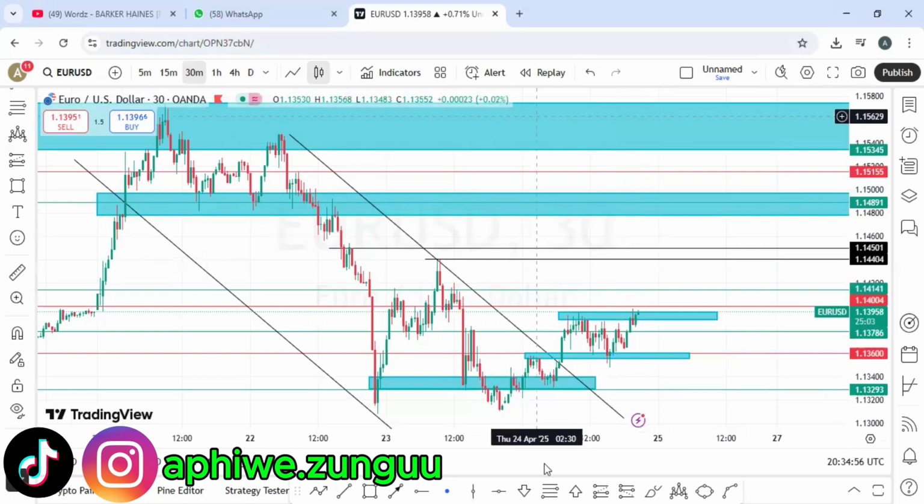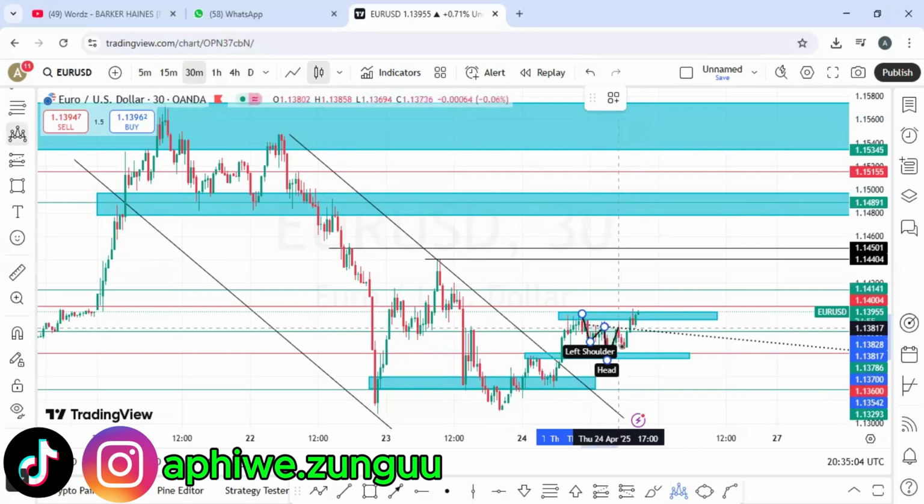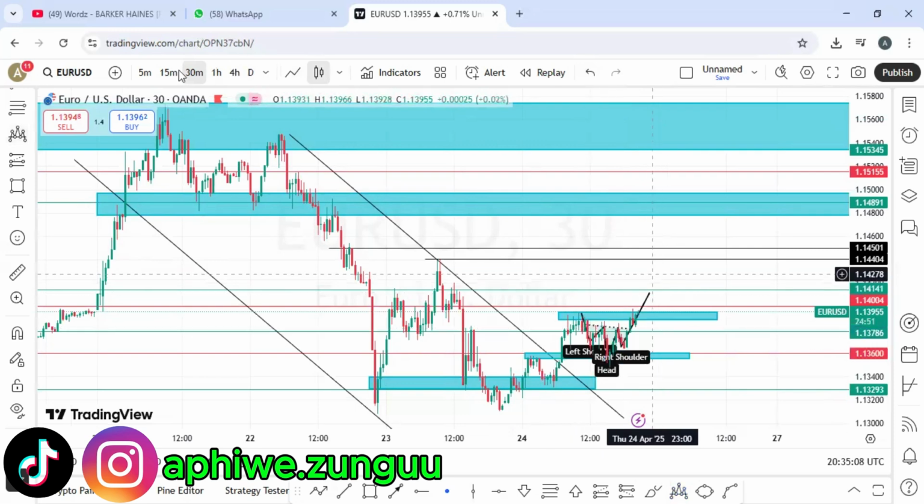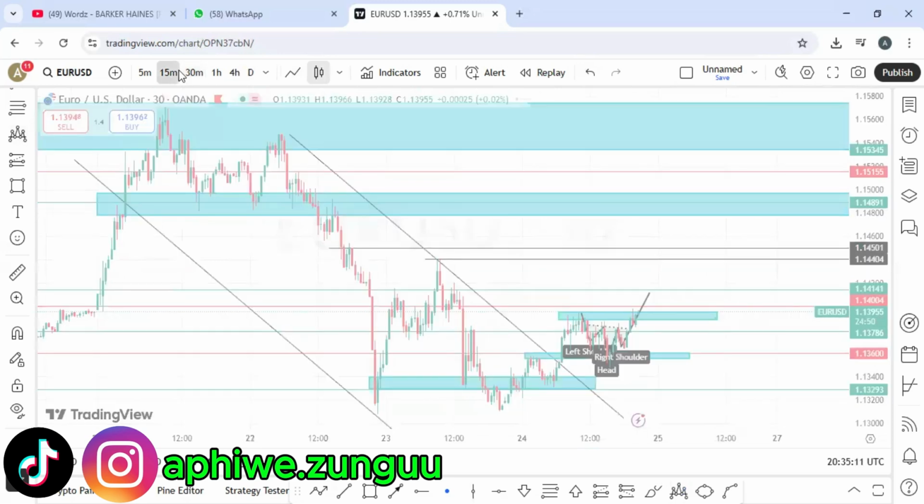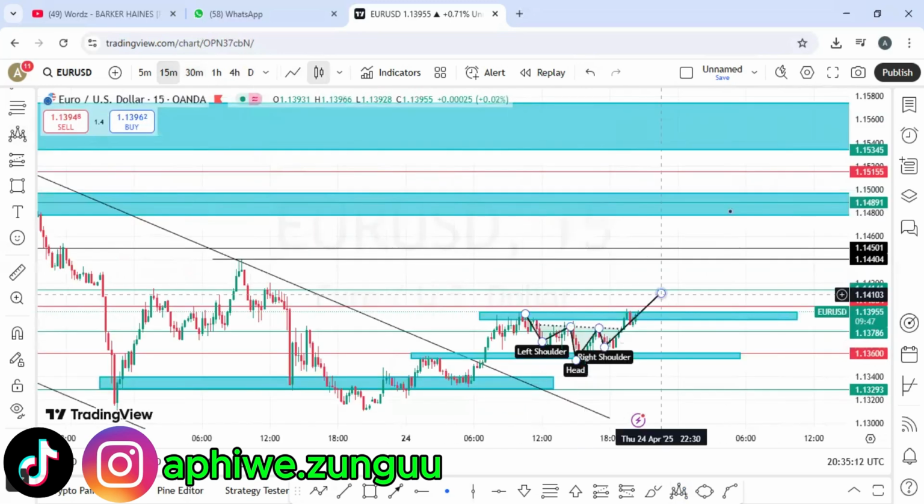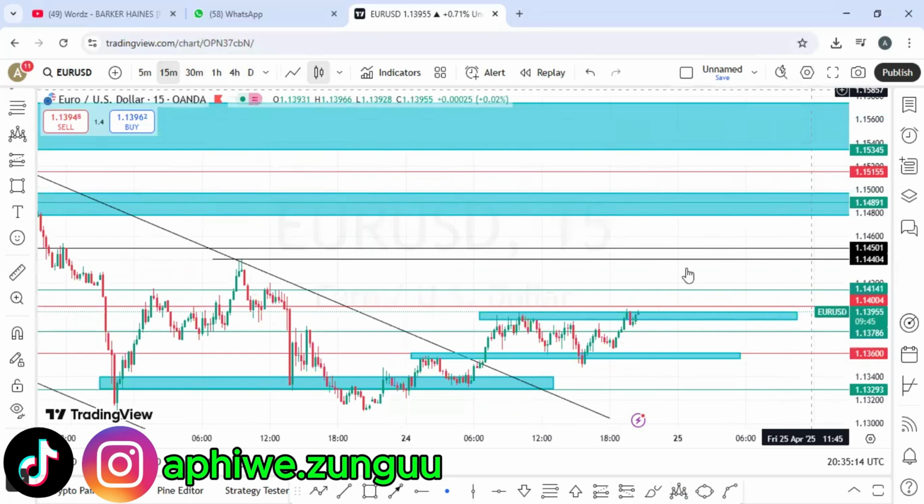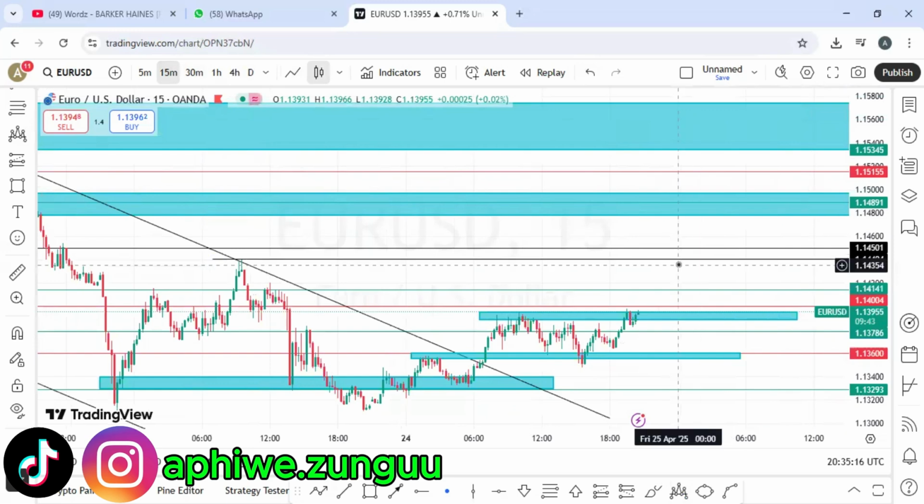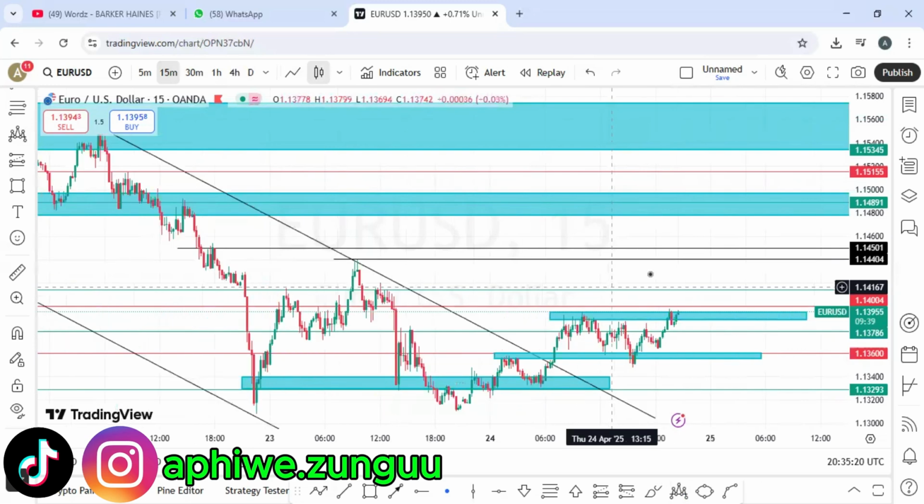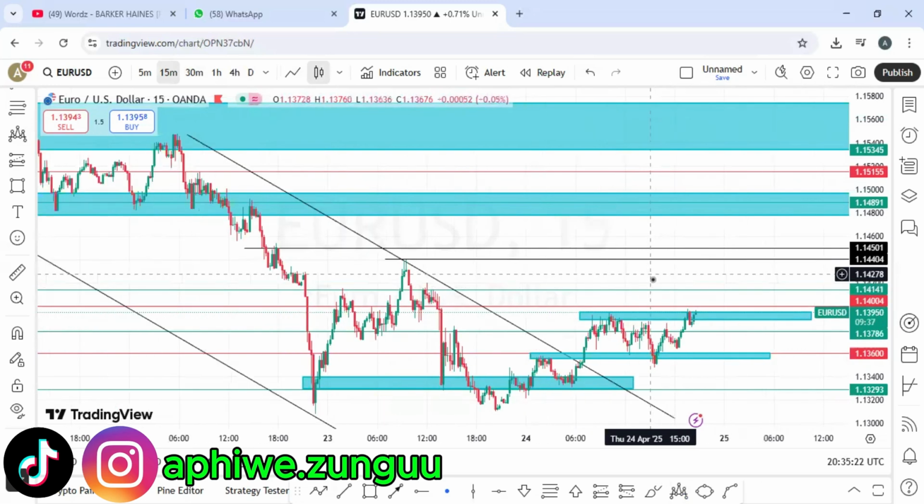Some might also say that we have an inverse head and shoulder. As you can see, left shoulder, head, right shoulder, boom, buy. Another confirmation for a buy. We kind of have a lot of confirmations for this buy, guys. If you guys don't see this, I don't know how I'm gonna open your eyes, guys, because this is very beautiful and it is right in front of you, right?